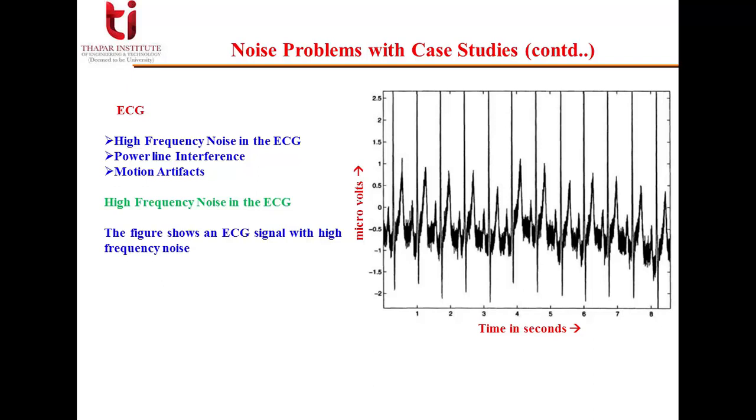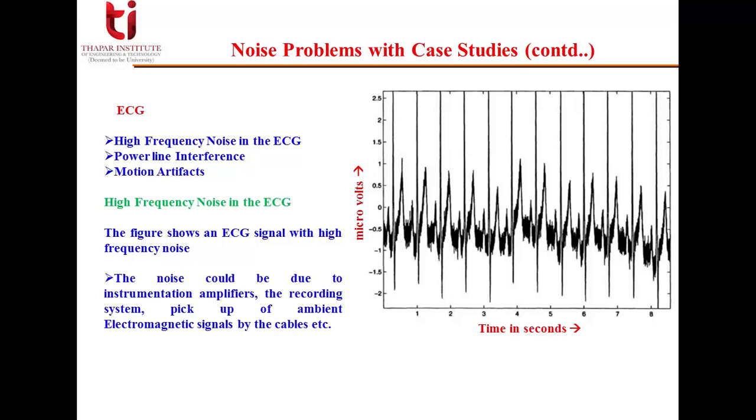You can see in this figure an ECG signal with high frequency noise. The noise could be, as I mentioned, due to instrumentation amplifiers. It can be due to the recording signals or system. It can be the pickup of ambient electromagnetic signals by the cables.